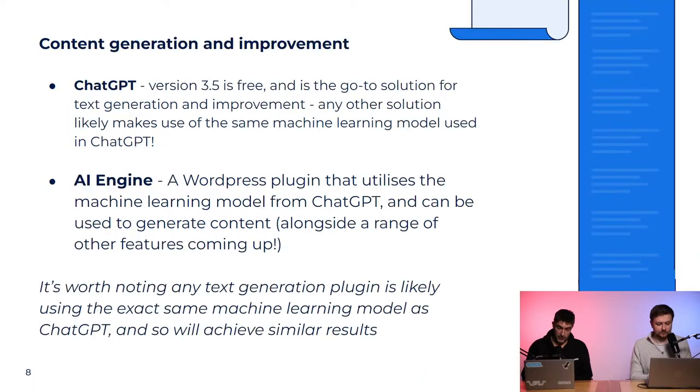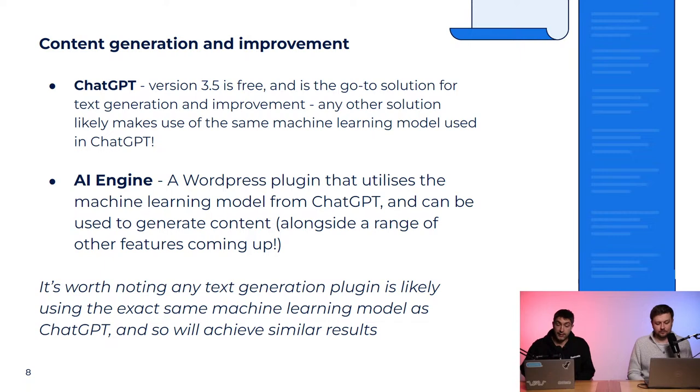Cool. So just go through a little bit about some of these ones. We talked about some topics earlier, content generation, SEO and stuff. So we've got a few slides here of which ones you can use. So content generation and improvement. ChatGPT version 3.5 is free. It's a go-to solution for text generation and improvement.